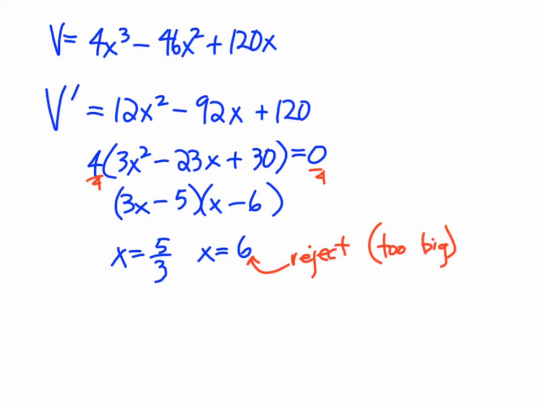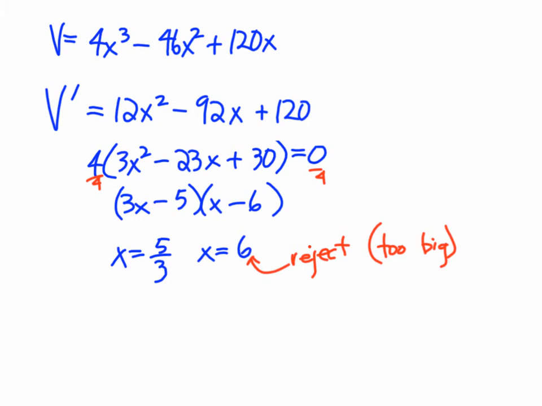Now the reason I reject x equals 6 is if I go back to my original where I had length, width, and height, if I substitute 6 back in, 6 is too big, right? It ends up giving me a negative width, and I can't have a negative width because we can't have negative measurements when we're dealing with length, width, height, or volume, area. You can't have a negative length. So 6 gets rejected. So the only value I have for x is 5/3.